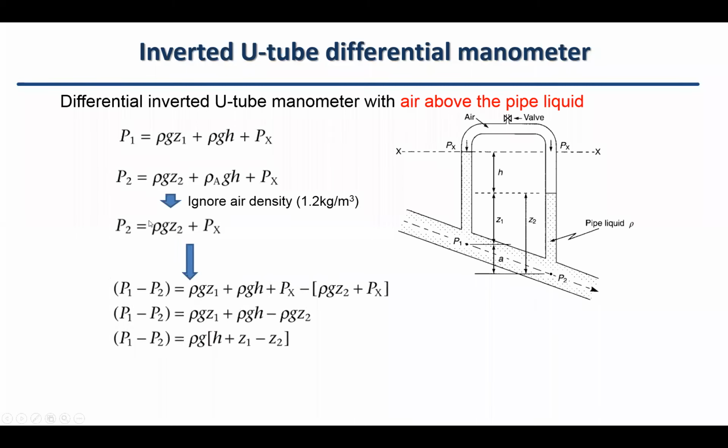Now we can subtract equation 1 from equation 2, because the left hand sides are not the same, so we can subtract and differentiate the left hand side. P1 minus P2 is equal to the right hand side: rho g Z1 plus rho g h plus Px, minus, inside the bracket, the two terms rho g Z2 plus Px.